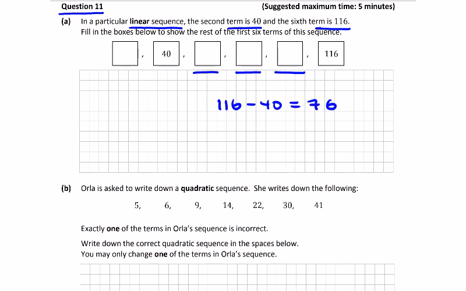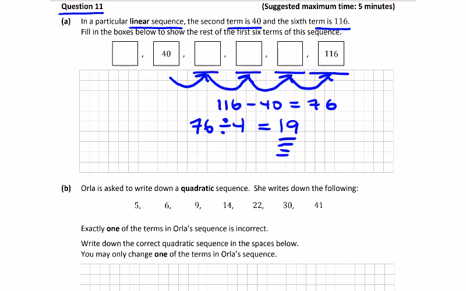How many jumps is that going to be? It's going to be 1, 2, 3, 4, and all these differences must be the same. So if we have 4 jumps and they total to 76, 76 divided by 4 would be, looks like, 19 a jump. So let's have a look here.